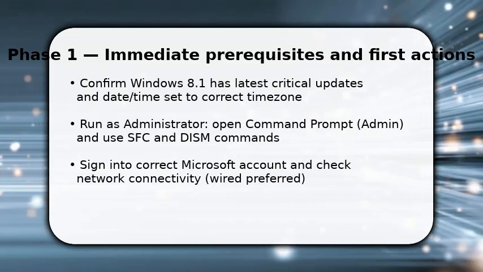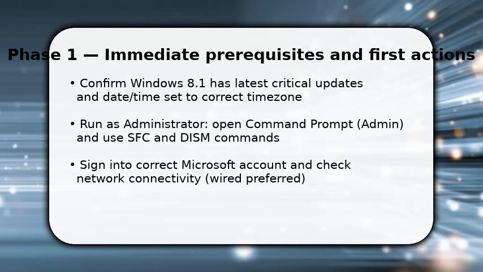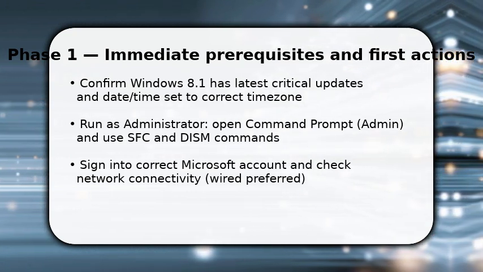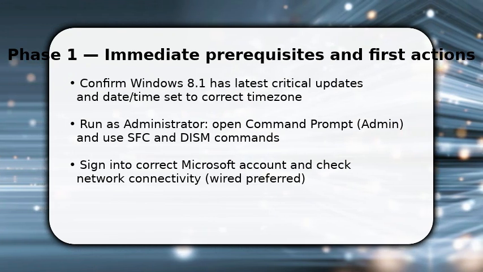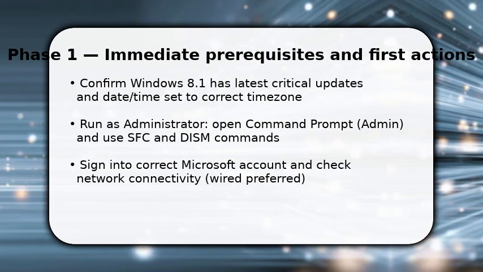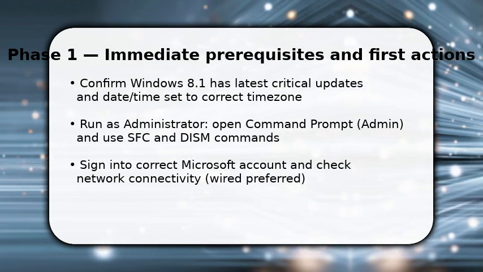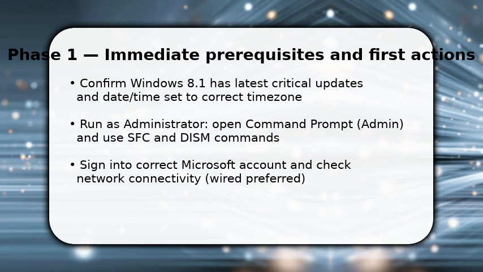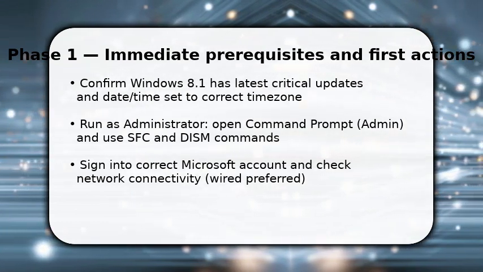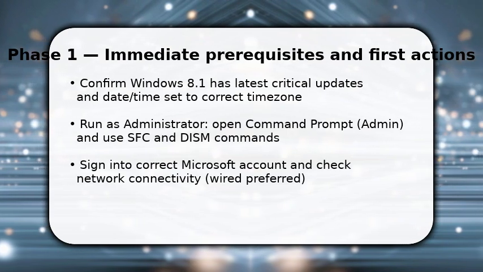You start by confirming prerequisites because many store failures come from simple mismatches. First, make sure Windows 8.1 has critical updates and the system clock exactly matches internet time. Once done, open an elevated command prompt and run sfc and dism to repair corrupted files. These tools fix underlying OS components that the store depends on. Sign into the correct Microsoft account and use a wired network if possible. That reduces transient connectivity errors during the process.